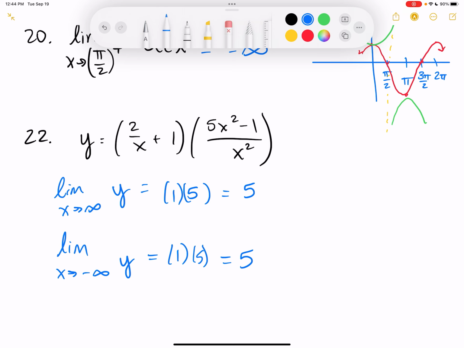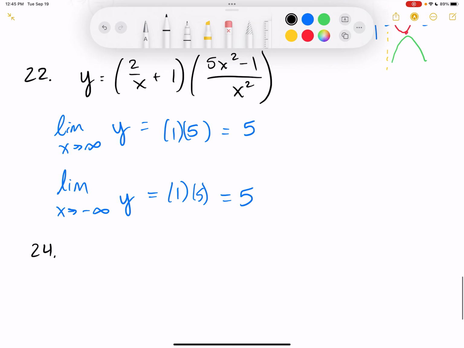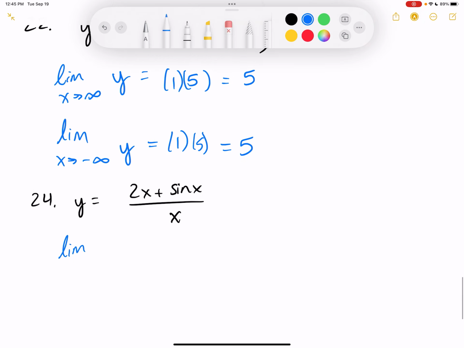Let's look at 24. y equals (2x plus sine of x) over x. Same instructions. The limit as x approaches infinity of y.